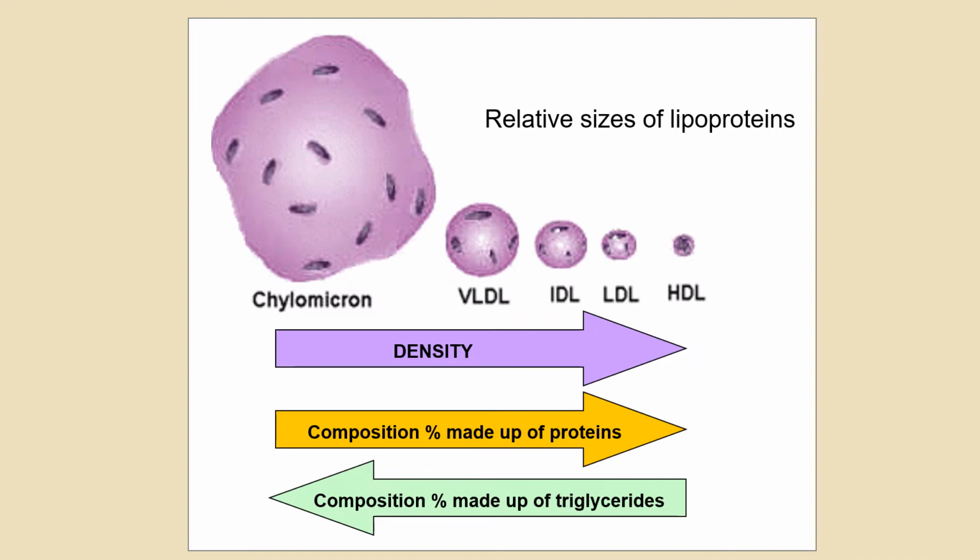So from VLDL, we hit IDL, and those are intermediate density lipoproteins. And then we hit the LDL, that's a low density lipoprotein. And then we hit the HDL, that's a high density lipoprotein. And you might recognize those terms, LDL and HDL, because they're part of a cholesterol panel, which we'll talk about in just a moment.